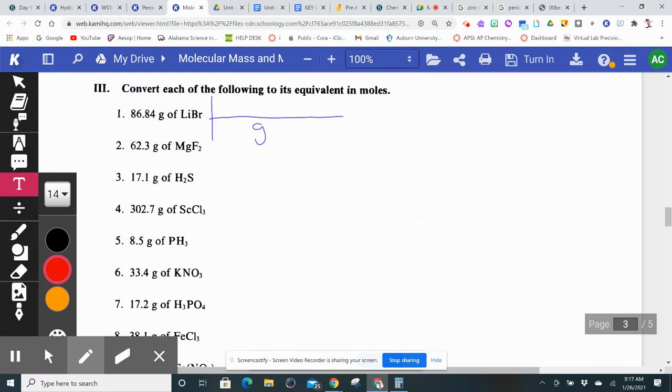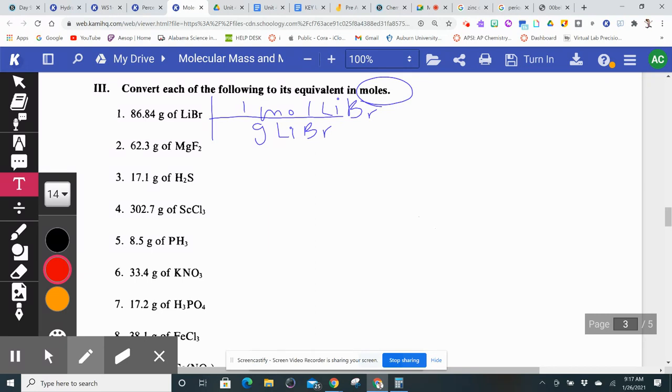What I want to get rid of goes on the bottom. So grams of lithium bromide on the bottom. And what am I trying to get to? Moles, so it's got to go on the top. So I just add up the masses of lithium and bromine. So lithium is 7, bromine is 79. So 7 plus 79 is 86.